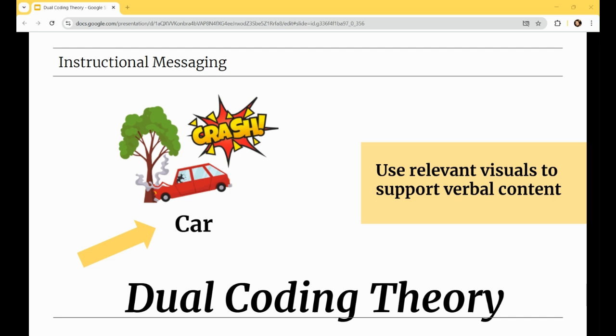So for example, the word we're trying to remember on this slide is car, but I have a feeling that's not what will be most memorable about this slide. If anything, it's probably the word crash.